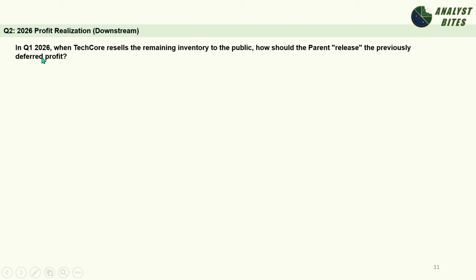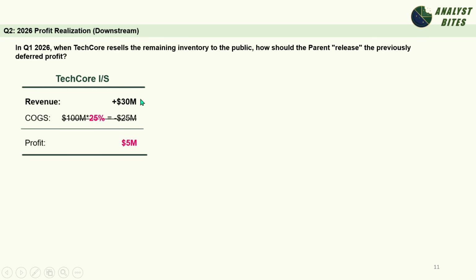Let's look at the 2026 profit release. Once the subsidiary sells the remaining 25% of the goods to outsiders, how should the parent company recognize this income? The subsidiary's books for 2026 are quite simple. It received 30 million from the sale and recognized the remaining 25% of the cost. This results in a book profit of 5 million.